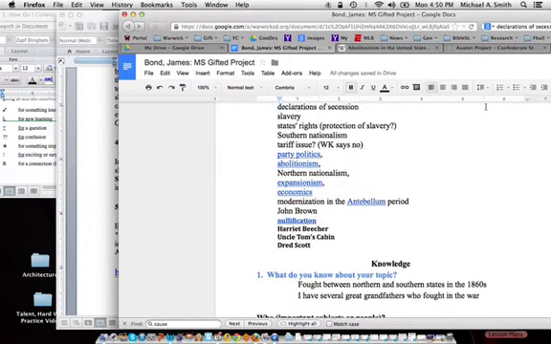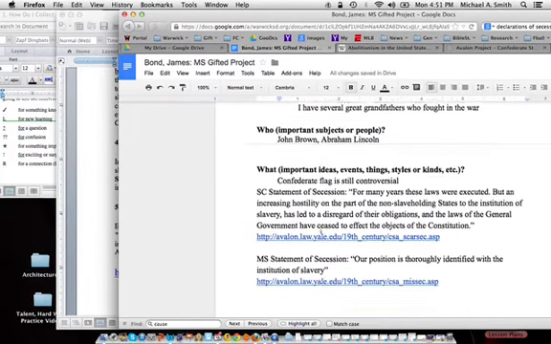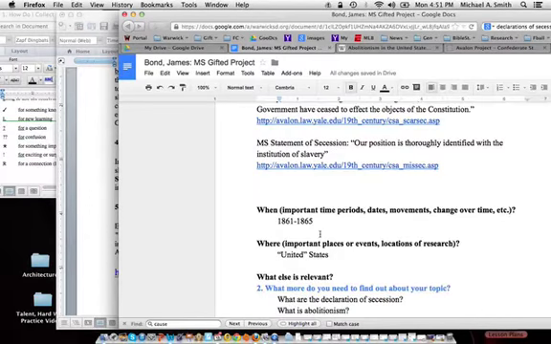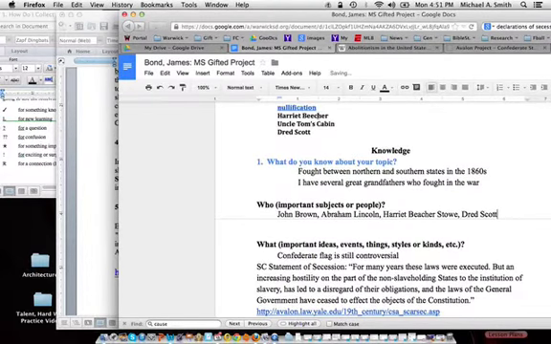To our key terms, and Harriet Beecher and Dred Scott are two people down here under the who's that we should be looking at. So I should put her last name here.